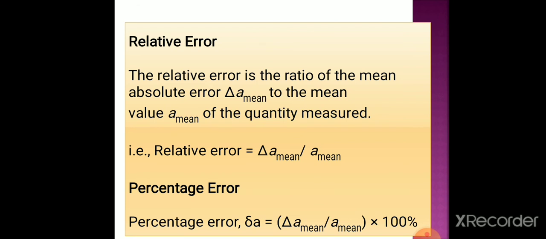Relative error. It is the ratio of the mean absolute error delta A mean to the mean value A mean of the quantity measured. In short, relative error is equivalent to delta A mean divided by A mean. Percentage error. Percentage error is nothing but the relative error expressed in percentage. That is, delta A mean by A mean into 100, that much percentage.